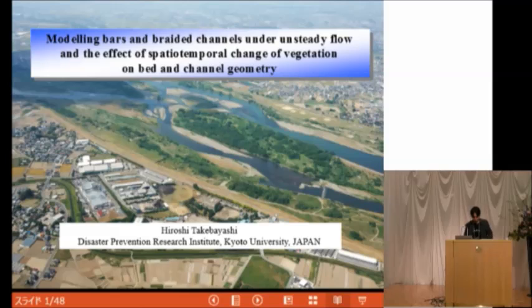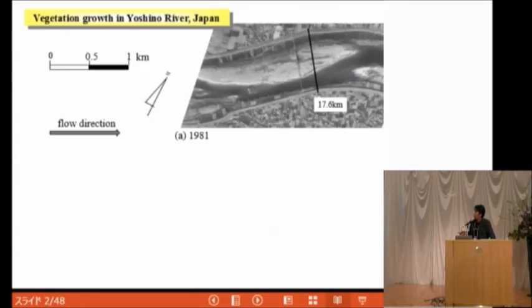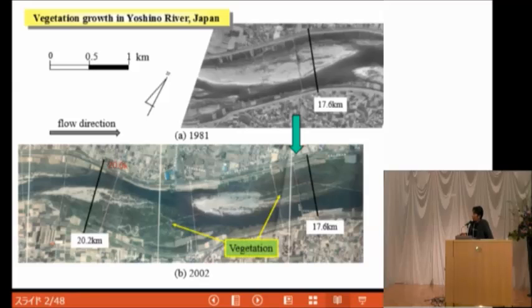Thank you, Chairman. Today my talk is about modeling bed and braided channels under unsteady flow conditions and the effect of spatial and temporal change of vegetation on bed and channel geometries. This is a photo of the Yoshino River in Japan. In 1981, there was very little vegetation on the bed. However, in 2002, most of the bed was covered by vegetation.